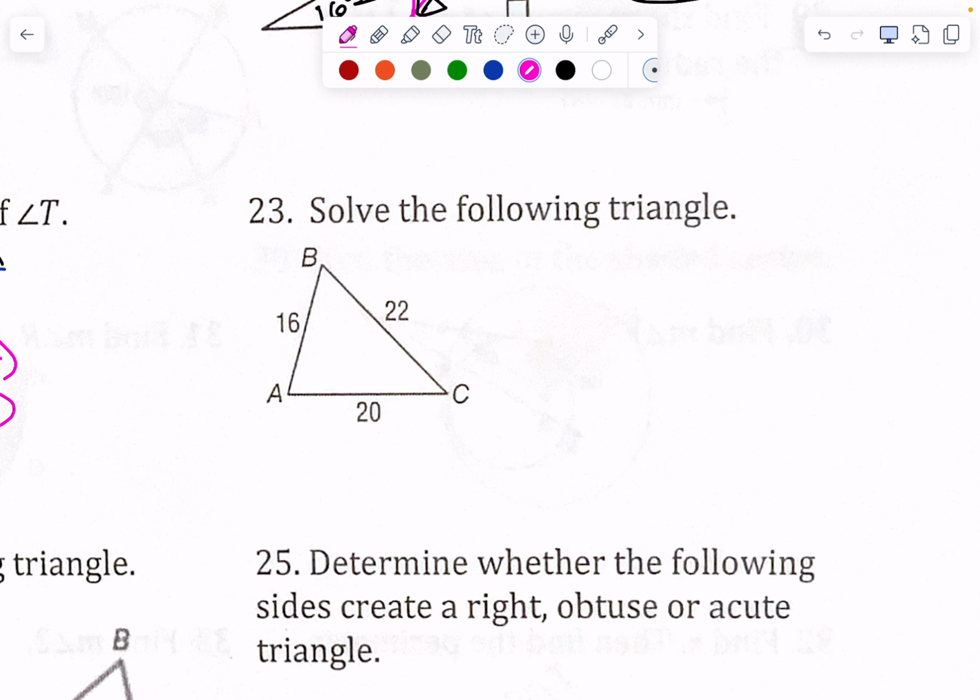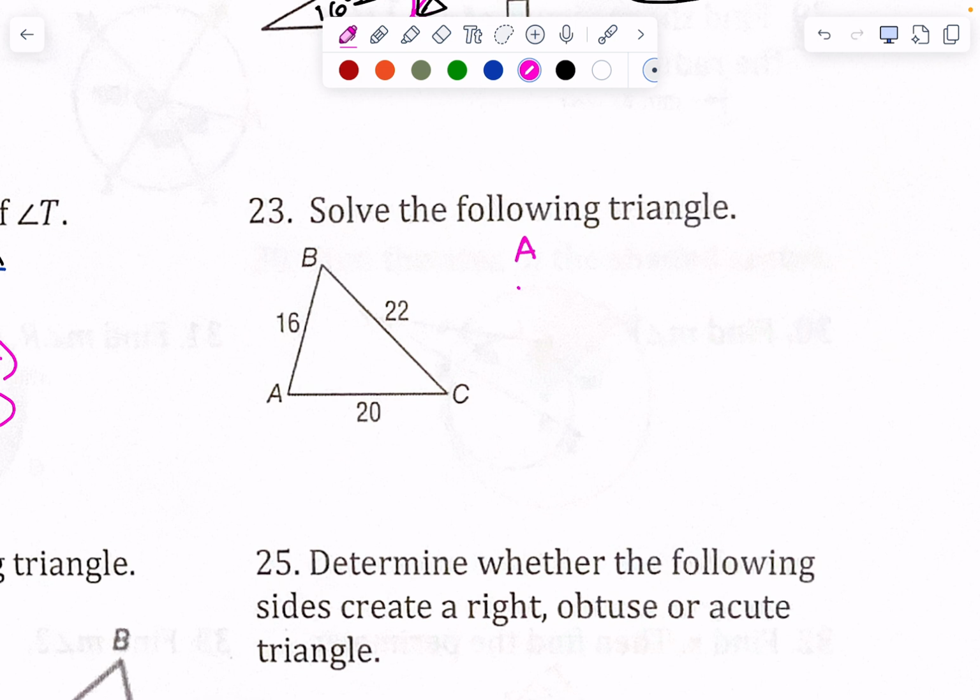But on the actual test, I do not say "solve the triangle" because I don't want you to have to do all three things, because it takes like 10 minutes to do that whole problem. So on the test, I might just say solve for angle C. So you only have to do one thing out of the six.